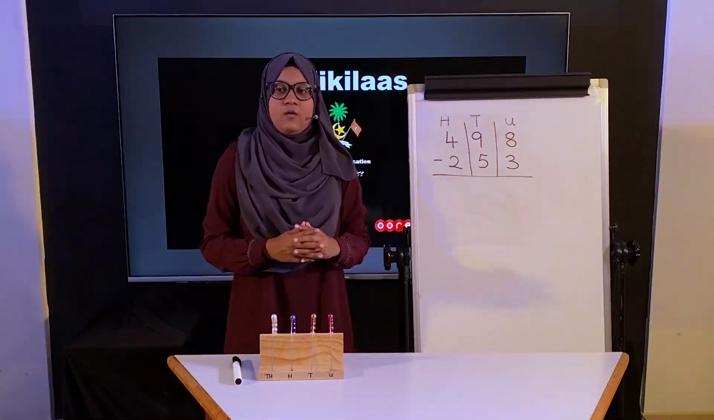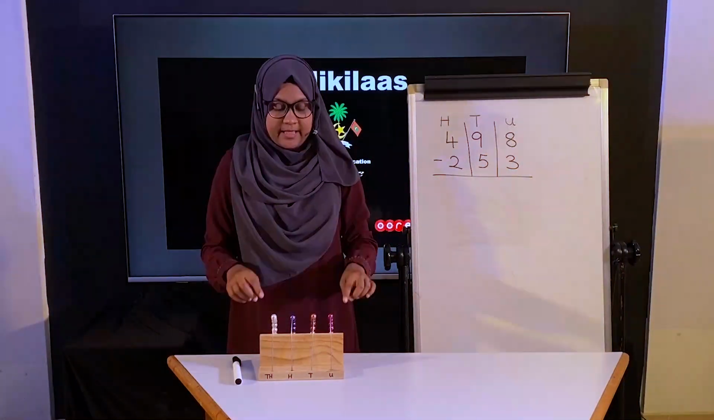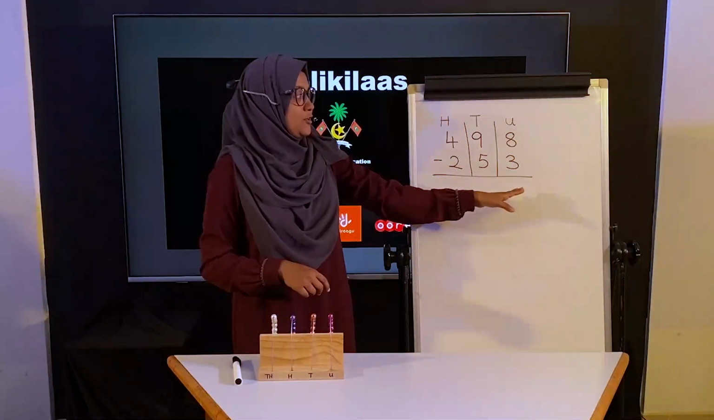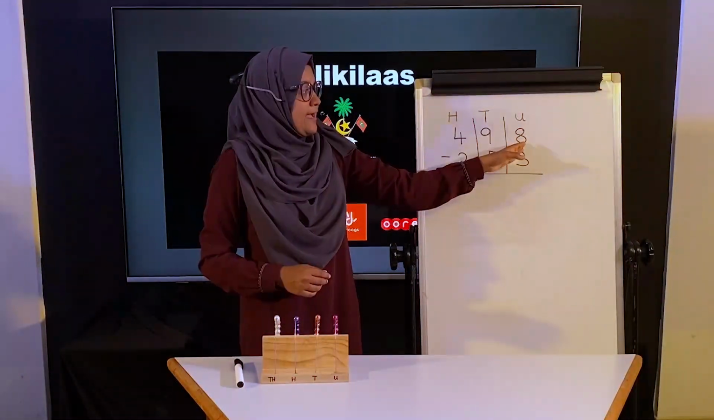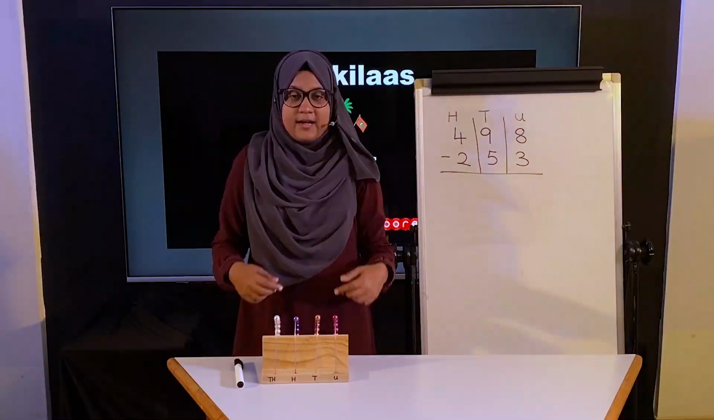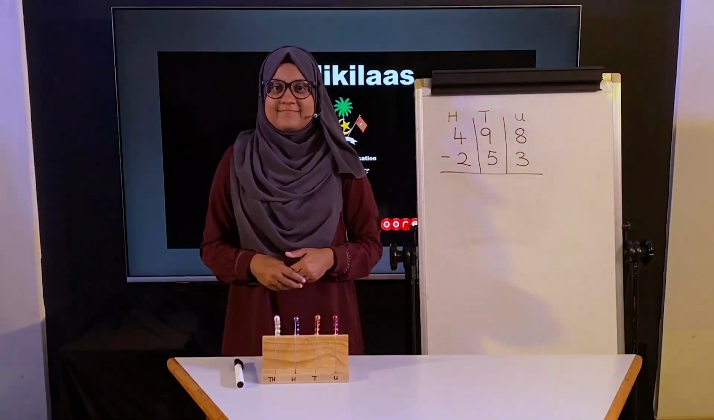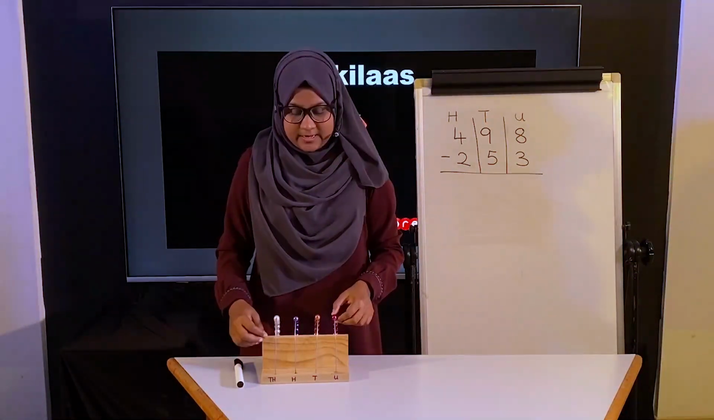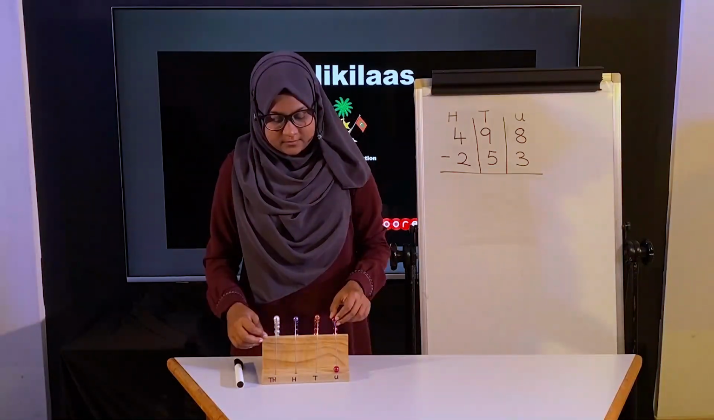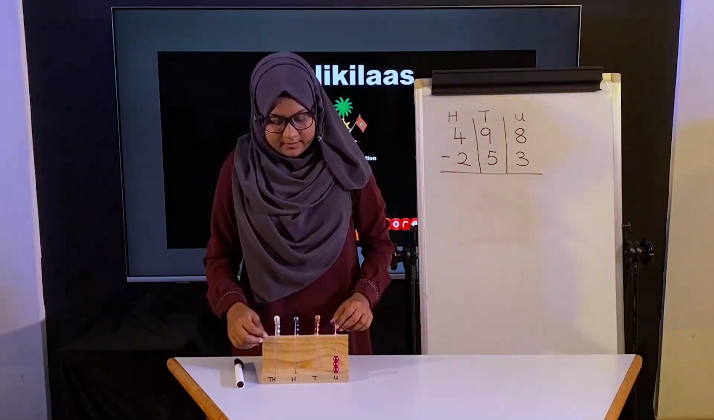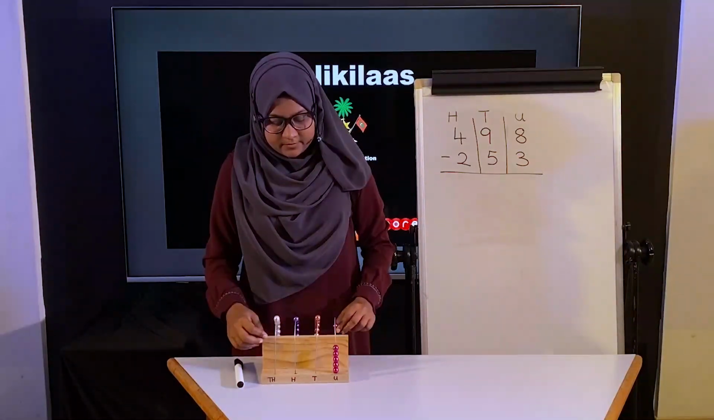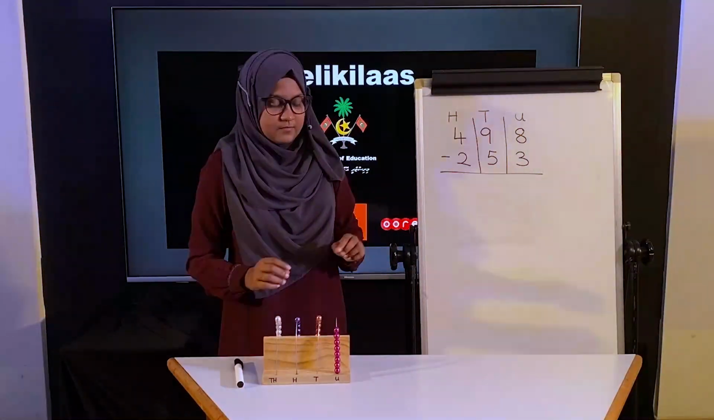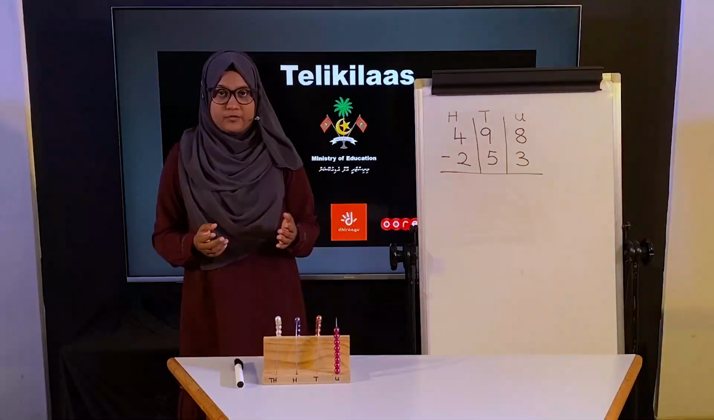So on the abacus, which place value will we make first? Yes, it's units. On units place we have 8. So we have to take how many beads forward? Yes, we have to take 8 beads forward. So count and take 8. 1, 2, 3, 4, 5, 6, 7, 8. So now 8 beads are in front of us.